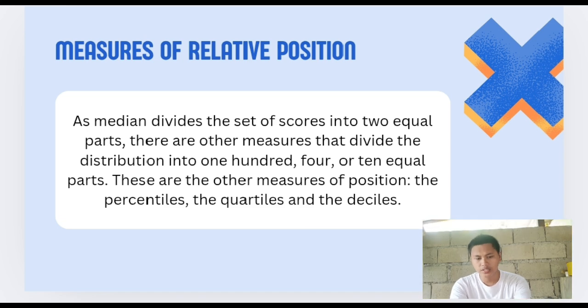Measures of relative position in statistics help determine the location of a specific value within the data, while the median divides the data into equal parts, and other measures such as the percentiles, quartiles, and deciles divide the distribution into 100, 4, or 10 equal parts respectively.